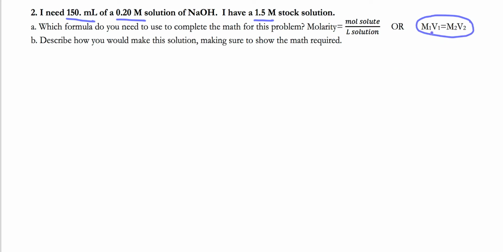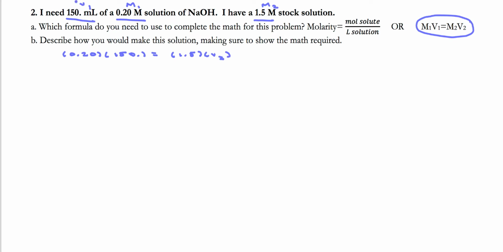Okay? So M1 V1 equals M2 V2. I like putting my M1 and V1 as the solution that I want to create. You can also make that your M2 and your V2. It doesn't matter, as long as this volume of 150 mils and this concentration of 0.2 molar go together. But I'm going to make this my M1, I'm going to make this my V1, and I'm going to make this my M2. And so when you solve this, M1 is your 0.20 molar, your V1 is your 150 mils, okay? My M2 is 1.5, and my V2 I'm trying to solve for.